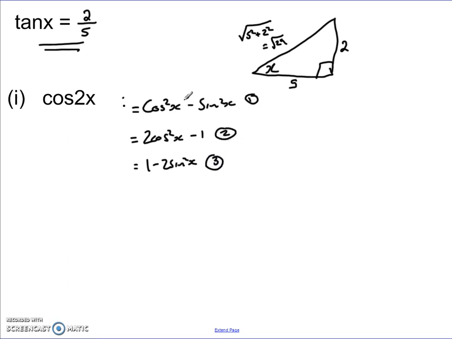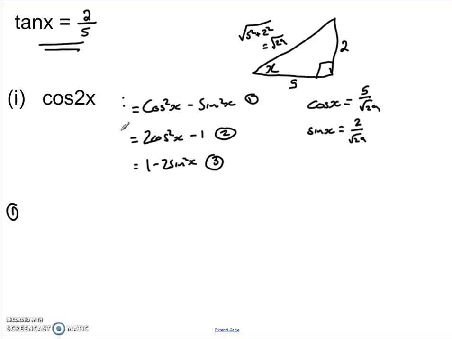Now, to get sin and cos, I need to use the triangle here. I need to use it to get cos x, and I need to use it to get sin x. SOHCAHTOA tells me that cos x is adjacent over hypotenuse. Looking at the triangle, adjacent is 5, hypotenuse is root 29. That gives me 5 over root 29. Sin is opposite over hypotenuse, so in this case that's 2 over root 29. So I've got my sin and my cos, and I can use them in any of these expansions.